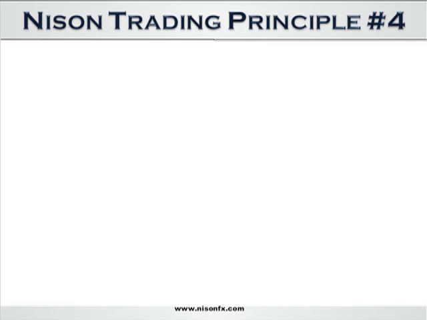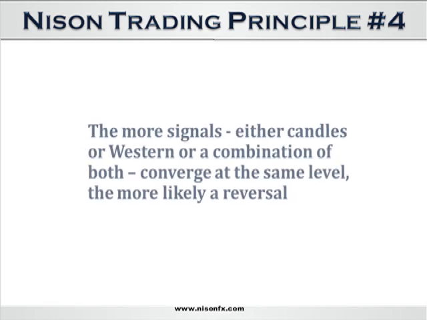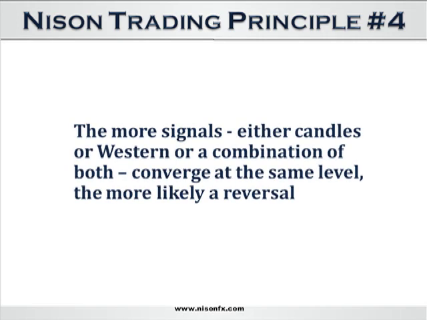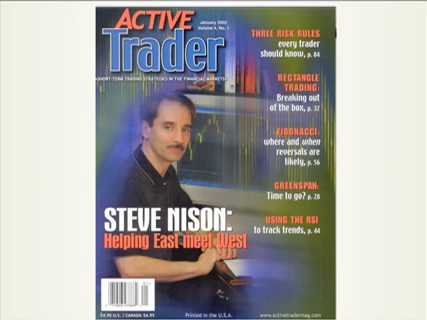Now, we have a series of what we call Nison trading principles. These are core trading principles that I've derived over my 35 years of trading with both candlesticks and Western indicators. One of these key points is that the more signals you have, either candlestick signals or Western signals, or if a candle signal confirms a Western signal, the greater the probability of a turn, because you have a series of technical indicators converging at the same area. So whatever Western indicator you now use, or whatever you learned at ISE, or whatever you will be using in the future, it's really easy and powerful to combine candles with Western indicators. And I do that all the time.